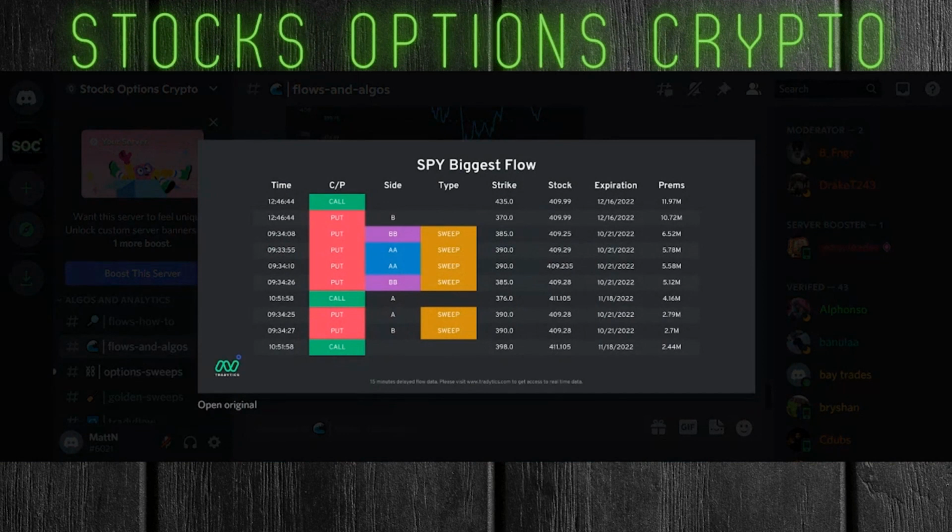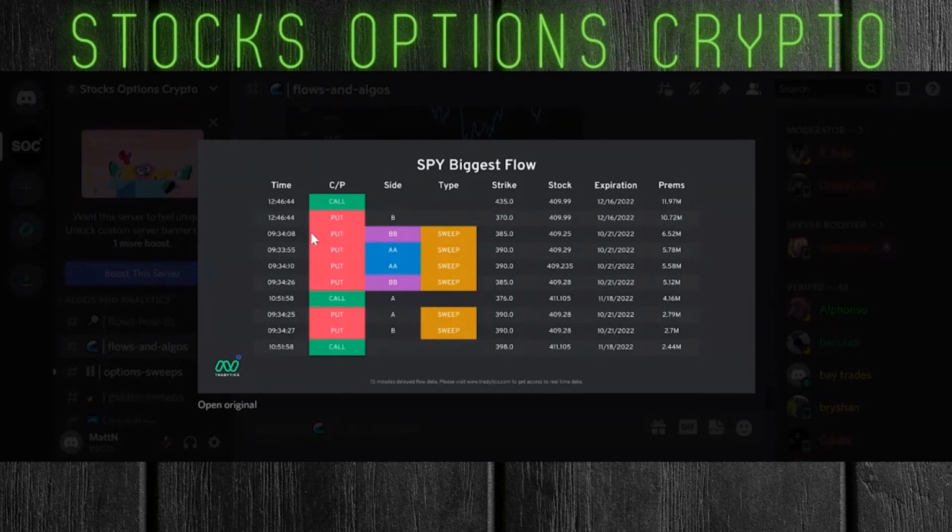It's showing us the strike. Let's go one by one. It's telling us the time. You got 12:46 is the last action. Was it a call or a put? It's green. It was a call. It went to 435 strikes. Now it's funny because the SPY, or the stock in this case, is telling you it's exactly at $410. And they spent $11 million. It expires December 16th.